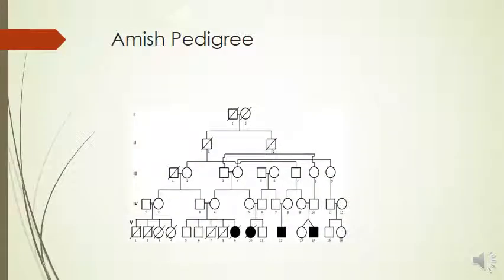This is an Amish pedigree showing some individuals who were affected with maple syrup urine disease. Maple syrup urine disease is one of the diseases that is part of newborn screening throughout the United States at this time.